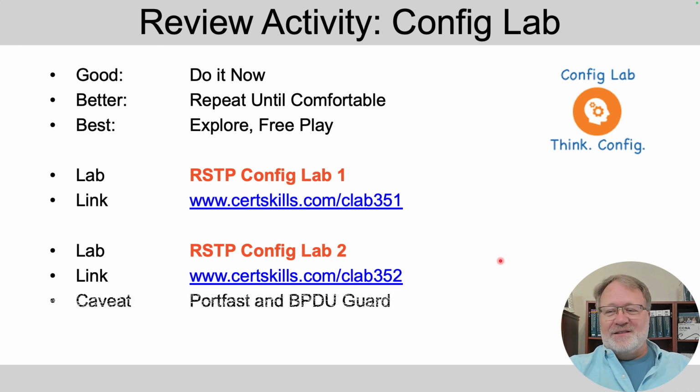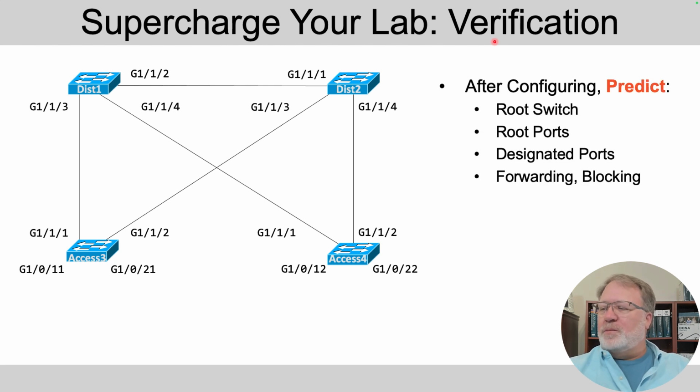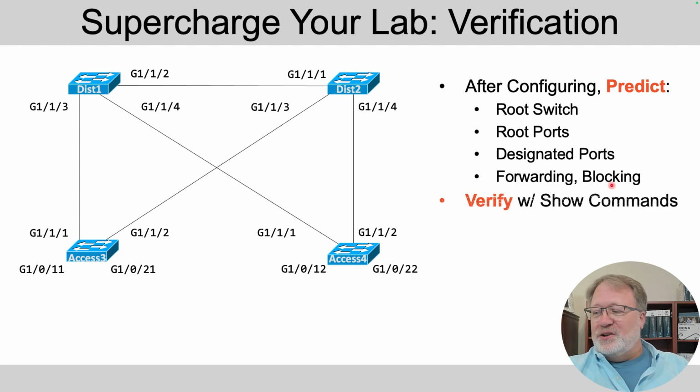Last bit of advice. You don't have to stop with what the lab says. Supercharge your lab and focus on verification. That's very important, the way Cisco has worded these exam topics. So what do I mean by that? After you configure, predict who's the root switch, who's the root port on each non-root switch, where are the designated ports, which ports forward and which ones block. And not only predict it, then use show commands, show spanning tree commands, to decide if your predictions are indeed correct, and if not, figure out why, to help you fully understand what's going on with spanning tree.